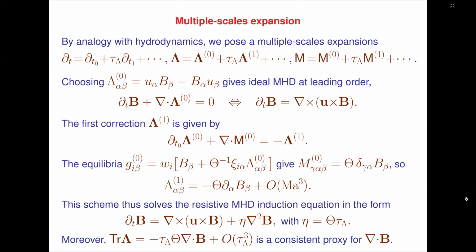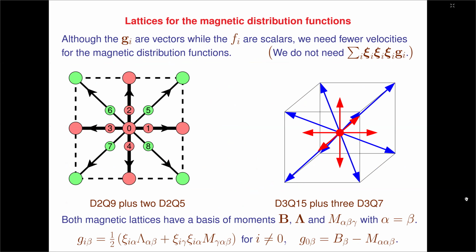What we're going to need later is that the trace of this thing is 0, and so the trace of the whole lambda thing is a good consistent proxy for divergence of the magnetic field. In 2D lattices, I have a 5 velocity lattice, 2 copies for the magnetic field, and 1 9 velocity lattice for the fluid. In 3D, D2Q7, I can have a basis of moments using my B, my lambda, and the parts of the M that don't vanish identically on this lattice, so I can collide in moments and reconstruct distributions. You get a speed up.